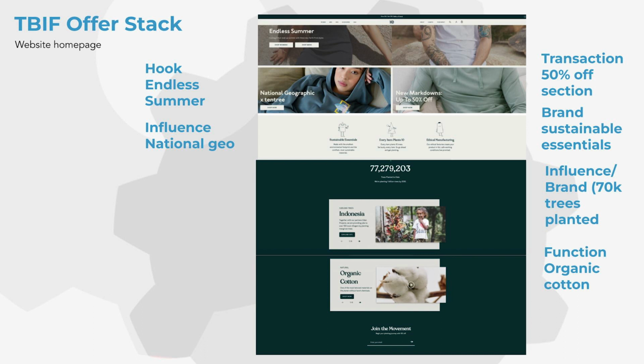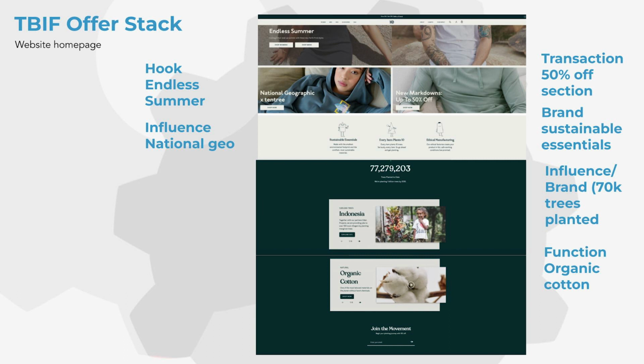And on the side there, they have a transactional attribute. They have a link to the 50% off section that gives people the option to buy at a discount. Continuing on the website, you could see that they have a lot of brand attributes. They're talking about sustainability. In the next section down here, they're talking about influence attributes and brand attributes built into one. They're saying that over 70,000 trees planted, right? So that's saying that we've serviced a lot of customers and we're helping the planet at this rate.